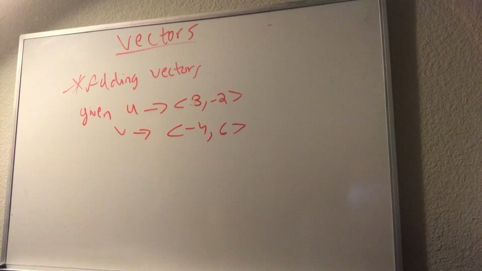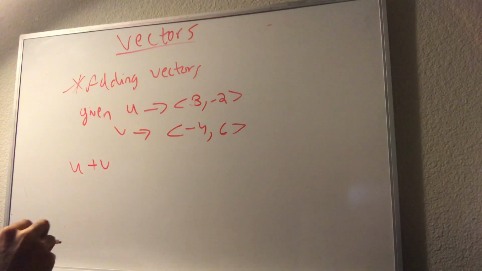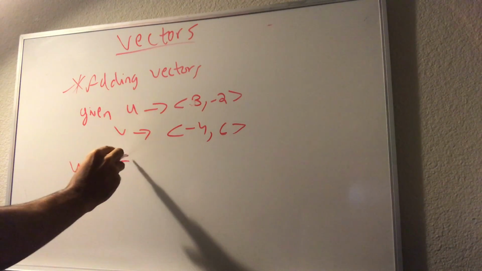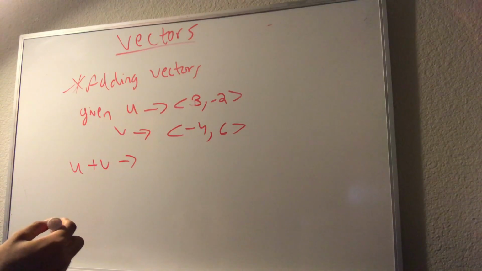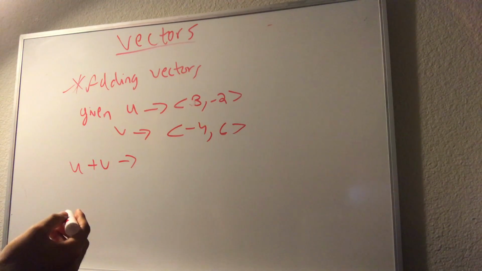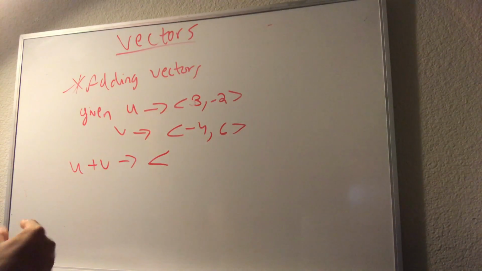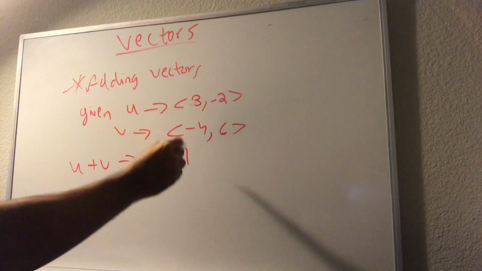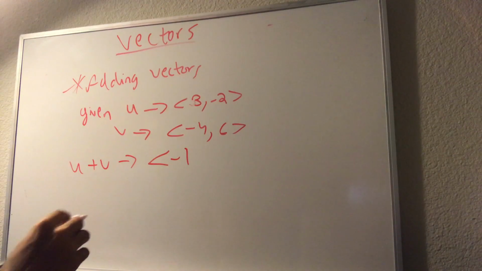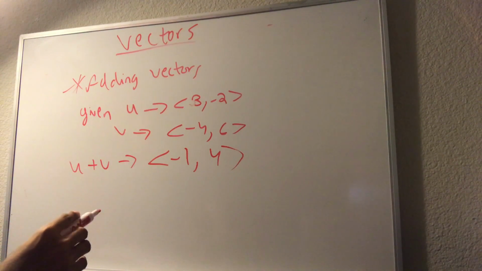Now when you're adding vectors, say you want to determine what u plus v is. What you do is just add the horizontal components to determine your overall horizontal component. So you do 3 added to negative 4, which is negative 1. Then you do negative 2 plus 6, which is 4. So u plus v is (-1, 4). That is how you would write u plus v.